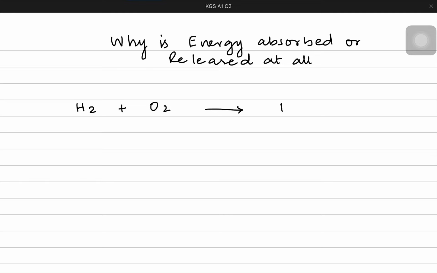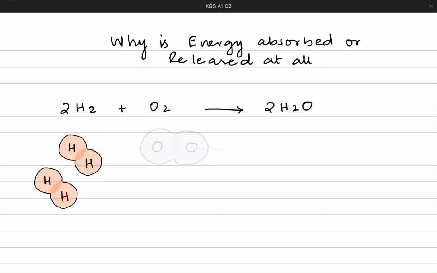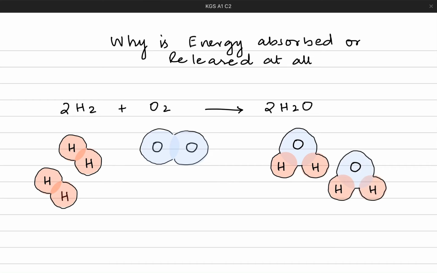Let's go back to our reaction between hydrogen and oxygen to produce water. Let's balance this equation by putting a 2 before hydrogen and a 2 before water. So technically, 2 molecules of hydrogen react with 1 molecule of oxygen to give you 2 molecules of water.